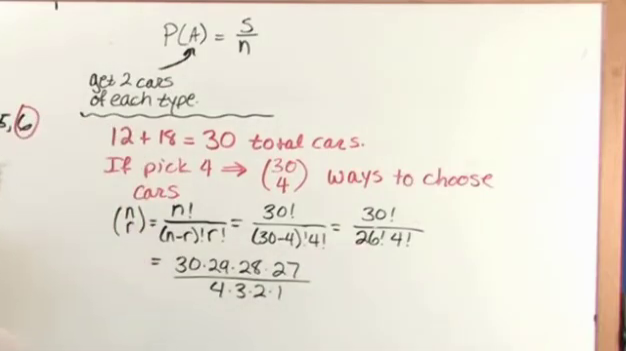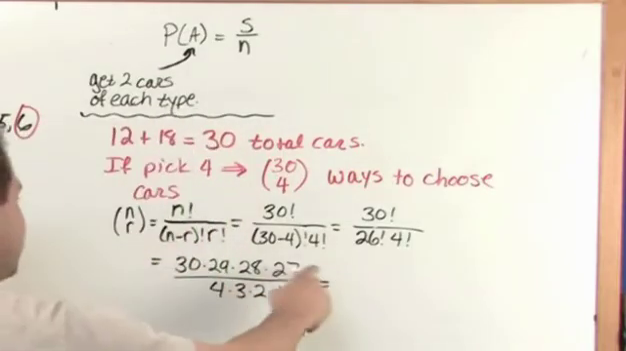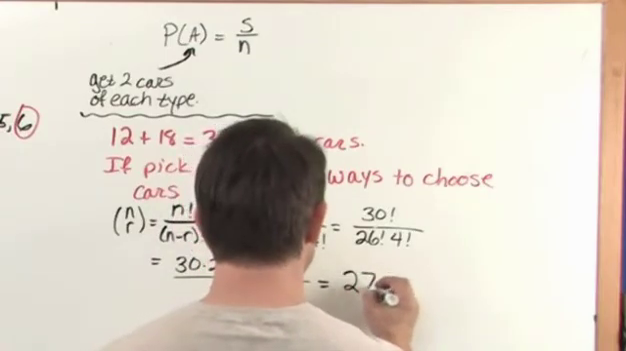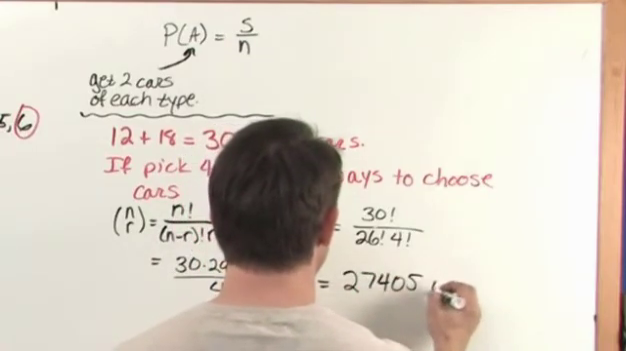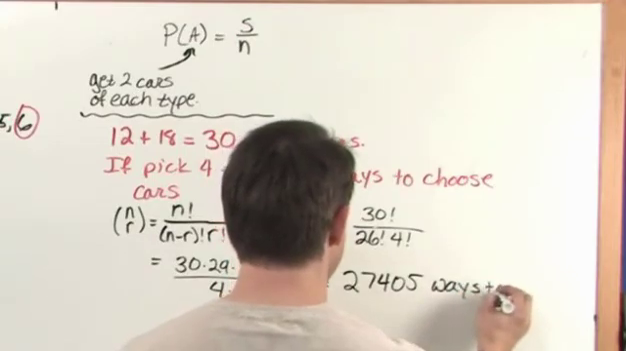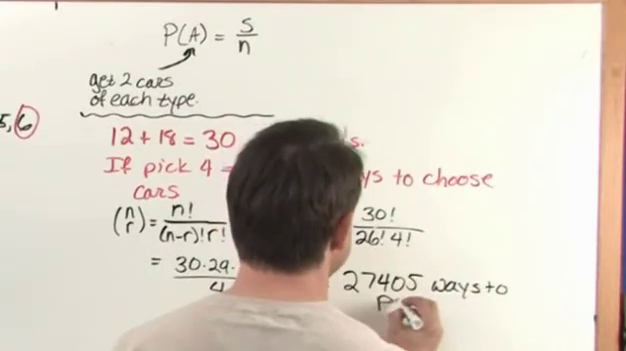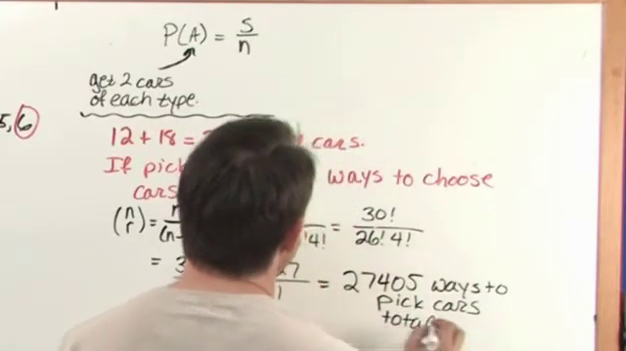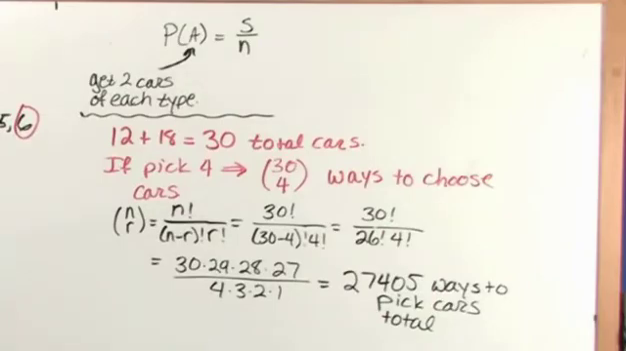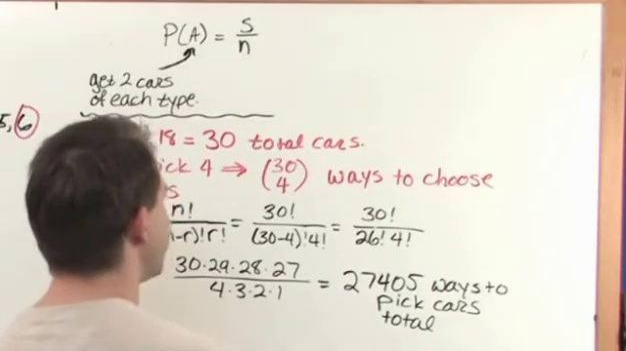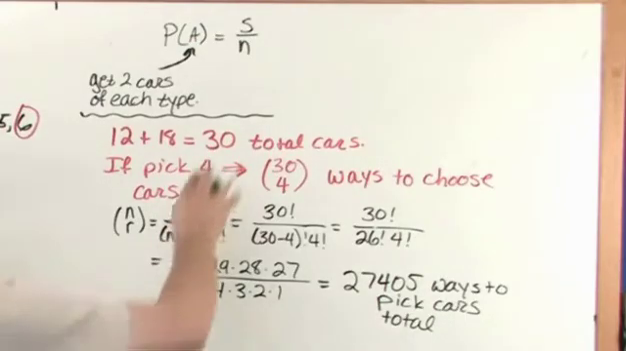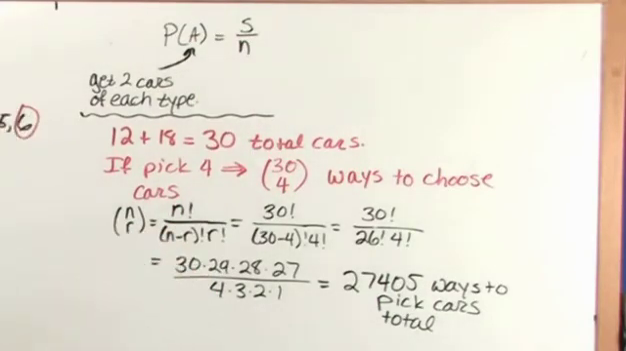We did a lot of this in the section on combinations. Okay, so when you do these, you multiply everything on top and you multiply everything on the bottom, and what you're going to get is 27,405 ways to pick cars total. All this is saying is that I have 30 cars taken 4 at a time. There's 27,405 combinations, ways to do that. Okay, so that is what n is going to basically be equal to. That's how we found the denominator.